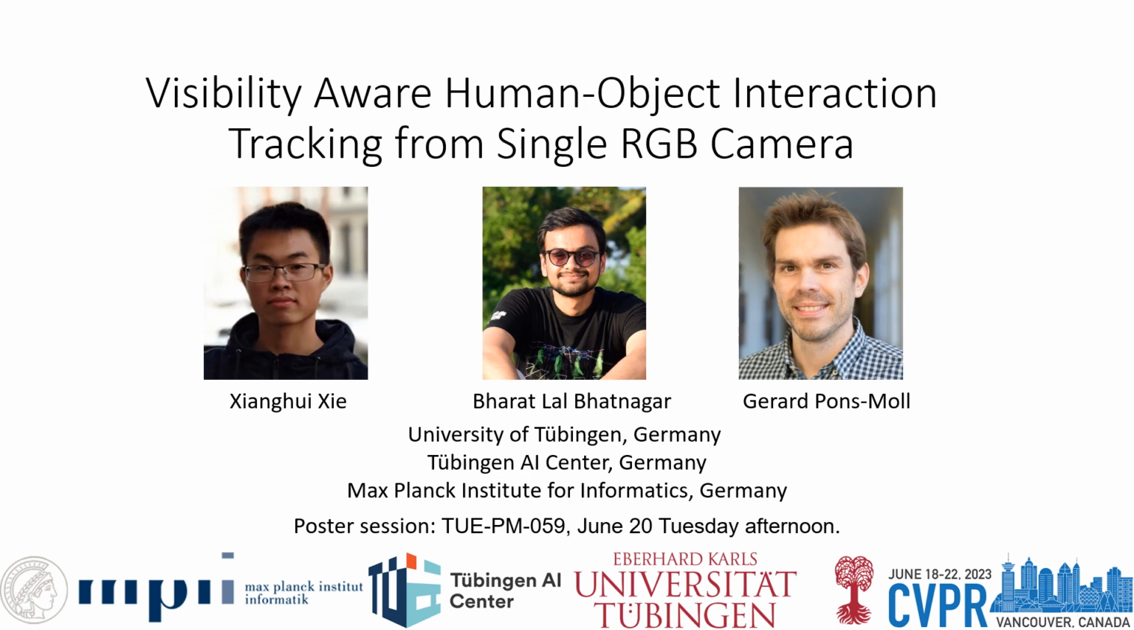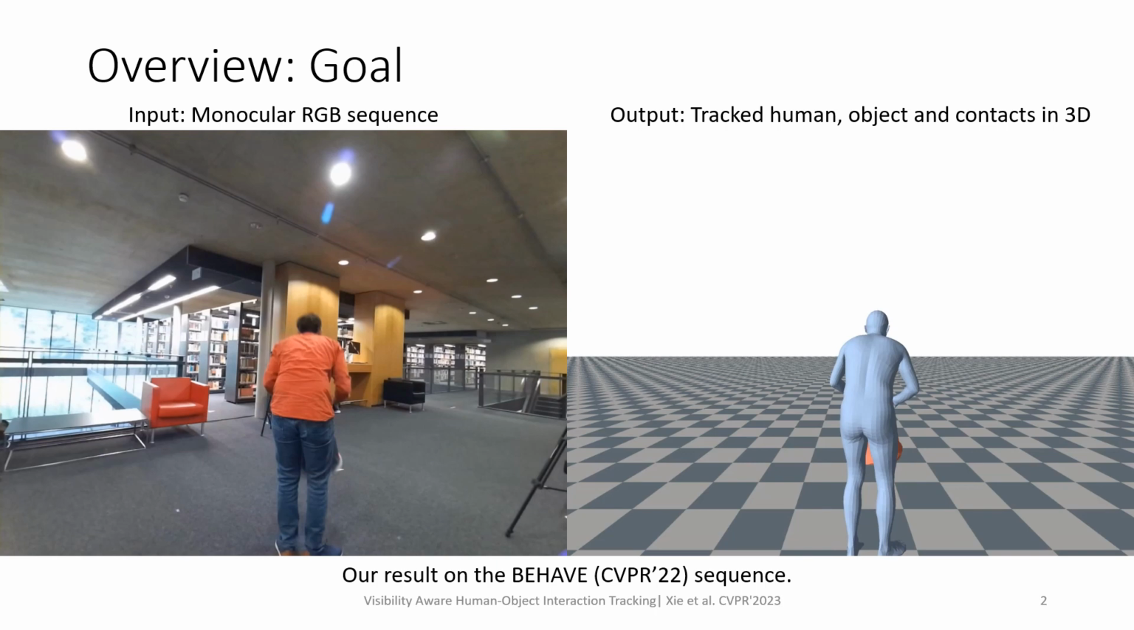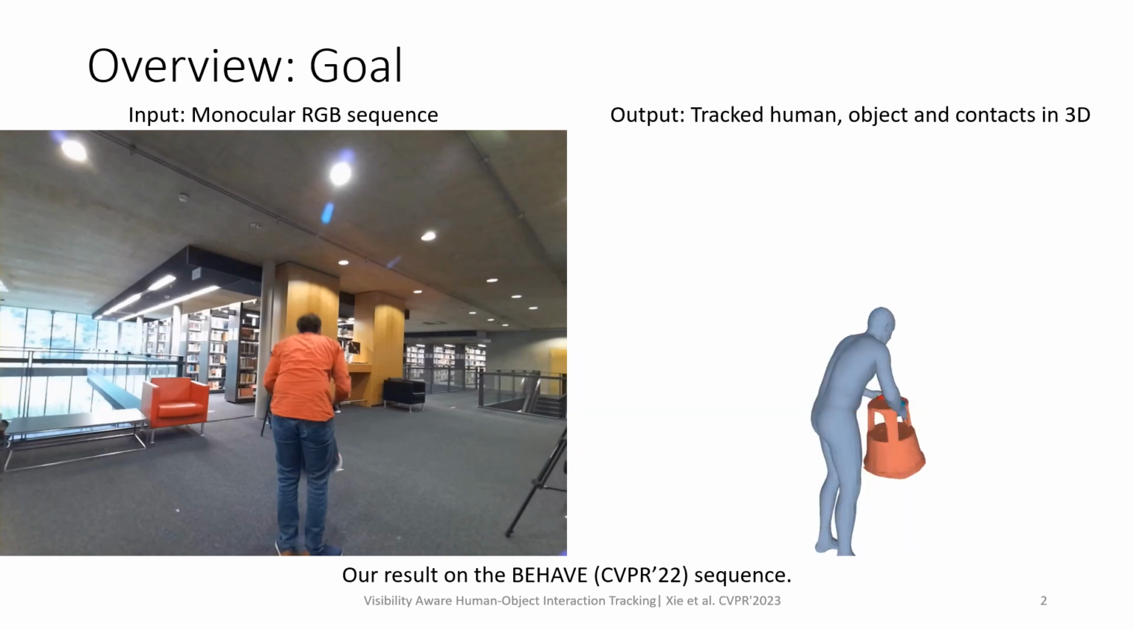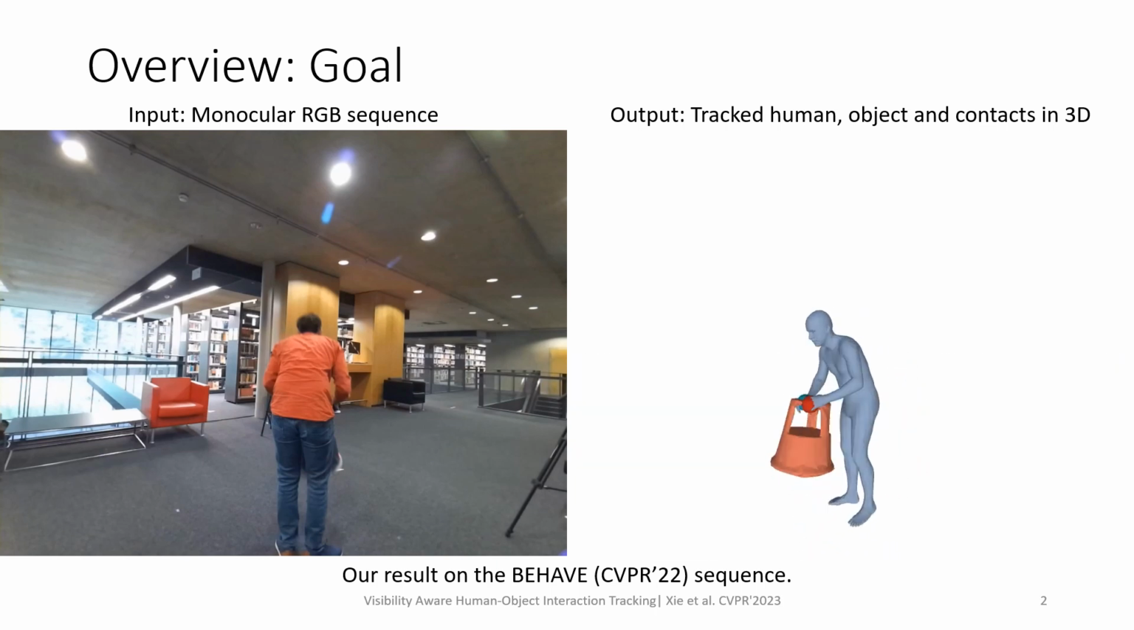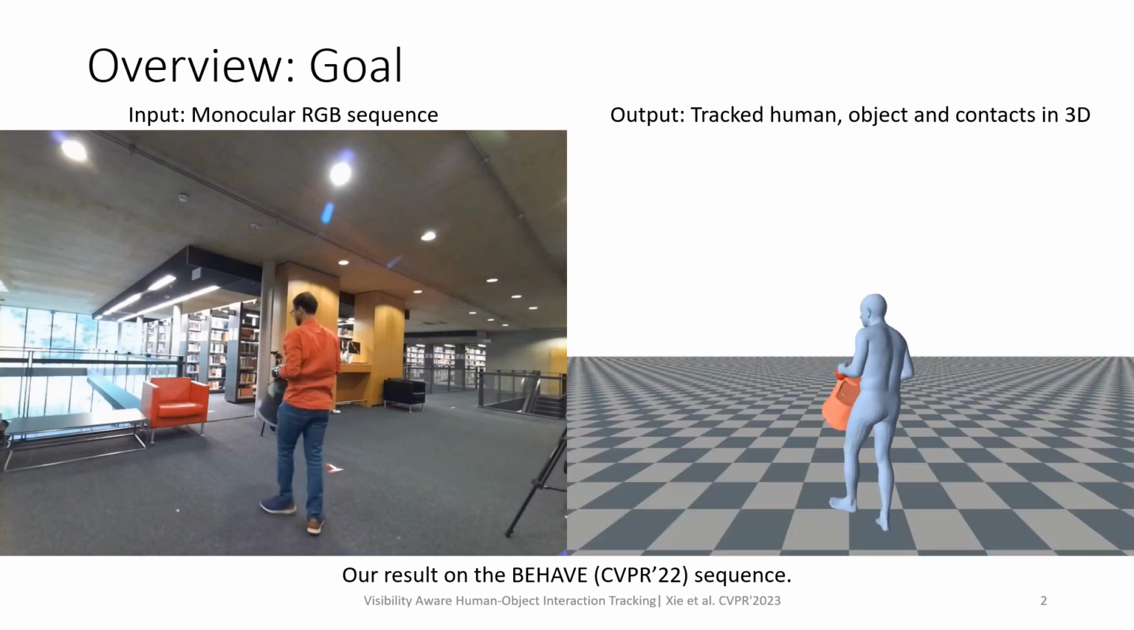Welcome, this is Xianghui. We present visibility-aware human object interaction tracking from a single RGB camera. In this project, we want to track the human, object, and realistic contact between them in 3D from a monocular RGB camera. The object needs to be tracked accurately even under heavy occlusions.